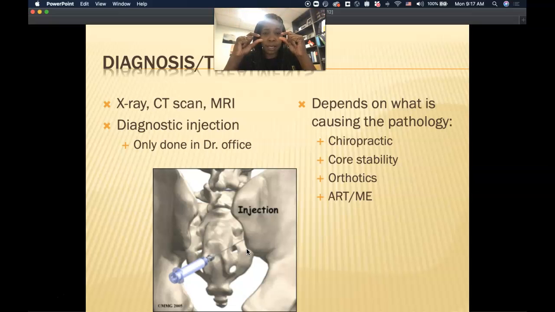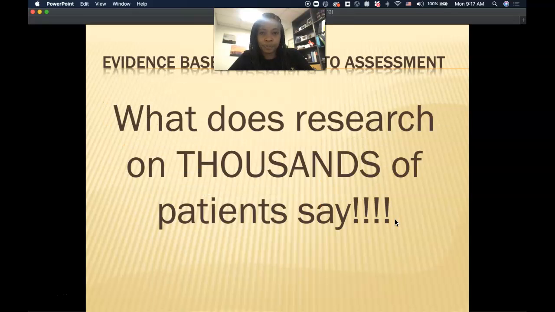Because we're going to need a heel cup of some sort. And then last but not least, we can do some active release technique or muscle energy treatments to help with the tight muscles if we need to. I would say all in all, one of the best treatment approaches that I've seen to SI joint dysfunction actually involves all of these in different ways at different points in time during the actual injury or dysfunction.